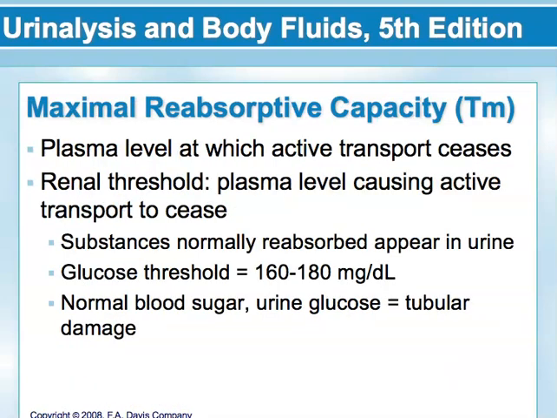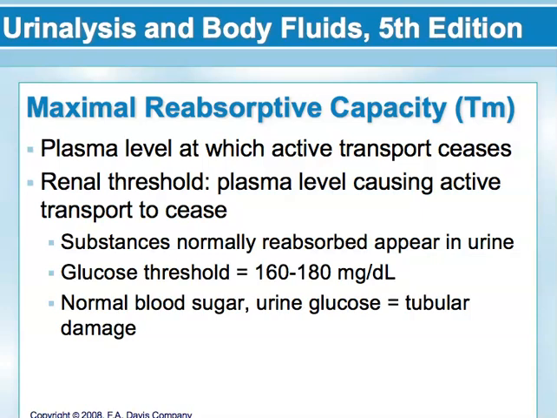Maximal reabsorptive capacity. So when a substance that is normally completely reabsorbed reaches an abnormally high level in the body, the substance has reached what's referred to as the maximal reabsorptive capacity. So the body has reabsorbed as much of that substance as it can and can't hold on to any more. So at that point, that substance will start appearing in the urine.